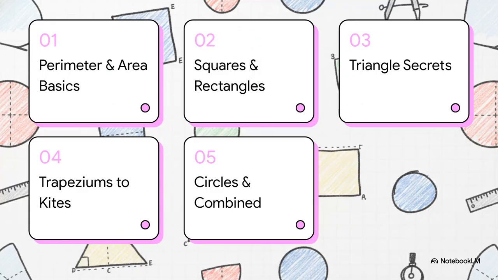Here is our study map for this session. We'll start with perimeter and area basics, then hit squares and rectangles, uncover some triangle secrets, explore trapeziums to kites, and finally, tackle circles before our ultimate boss battle with combined shapes.